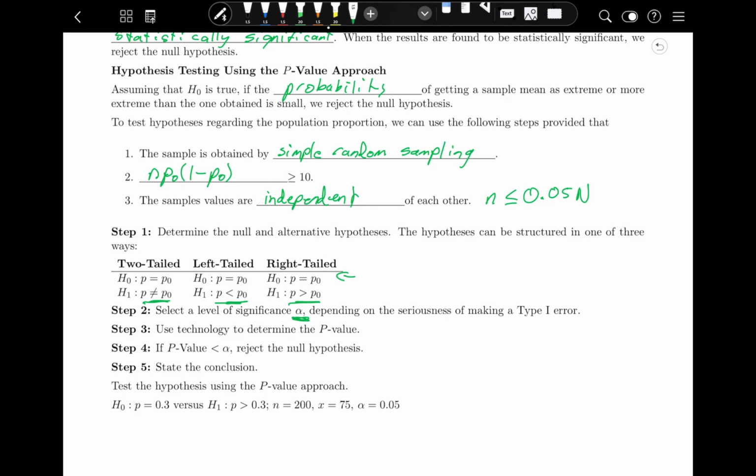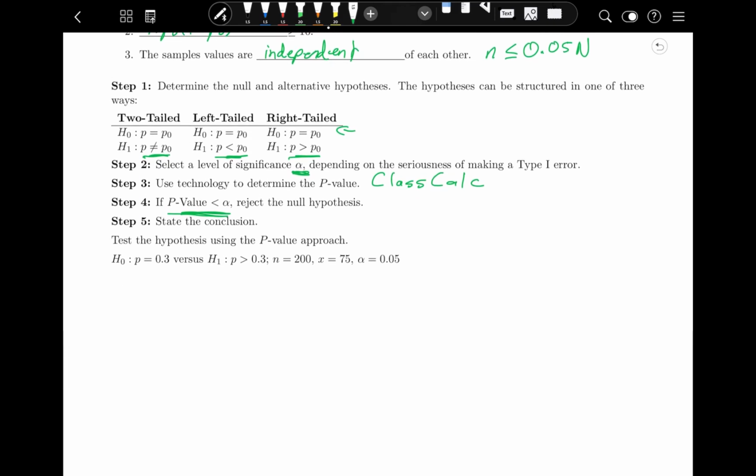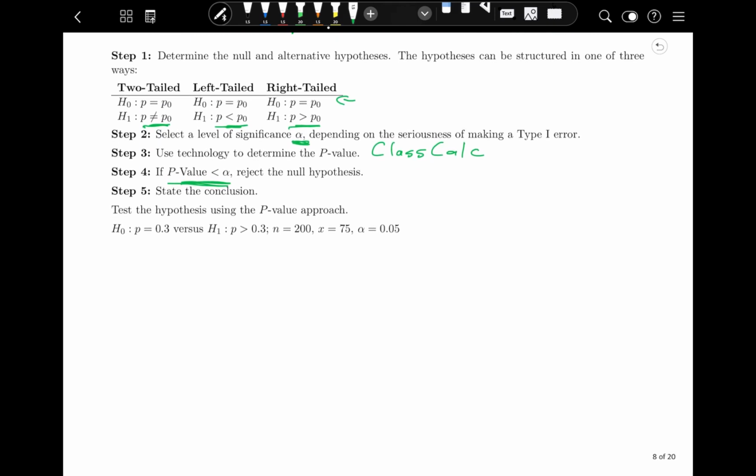So then we're going to use technology to determine the p-value, and that's what we'll look at today. In our case, technology is going to be ClassCalc. And then if the p-value is less than alpha, we reject the null hypothesis. If it's not less than alpha, we do not reject the null hypothesis. So just to practice going through this, I went ahead and gave us one where we have the alternative and null hypothesis, and I just want to show you how to use the calculator to do this.